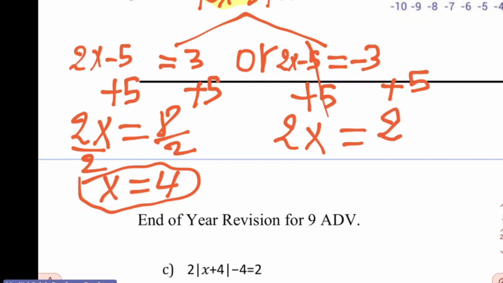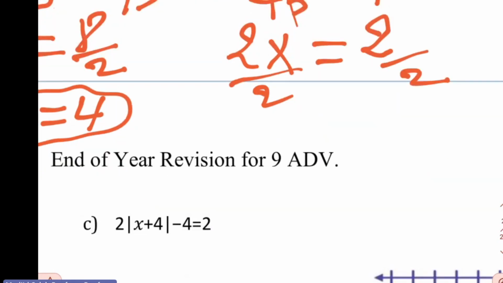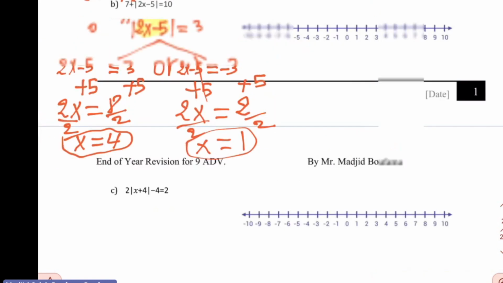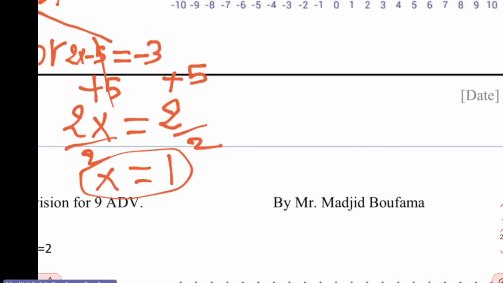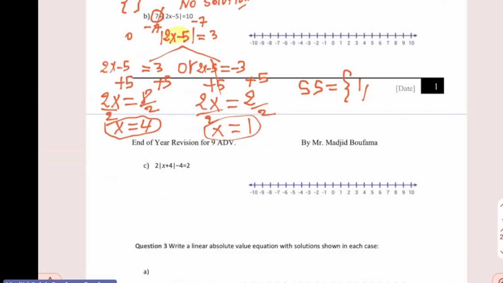equals 2, and then divide by 2 each side, and you get 2x divided by 2, and 2 divided by 2 is 1, so you get x equals 1, and this is the other solution. So the solution set, S for solution, S for set, is the set of the 2 values, 1 and 4.